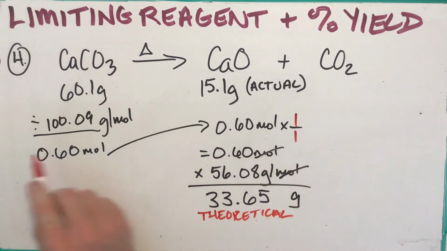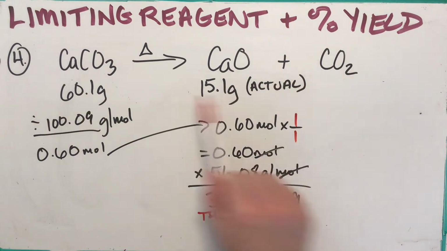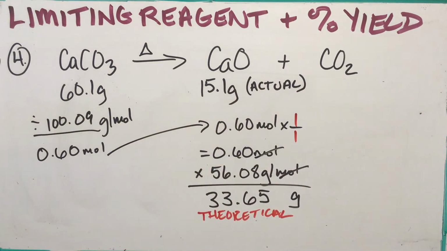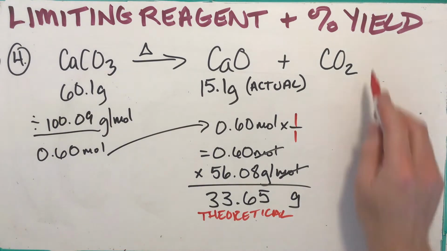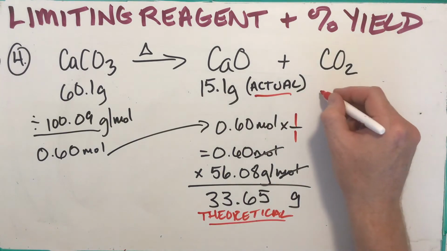This is what I worked out with stoichiometric calculation. It assumes no loss. It assumes every single little molecule of this turned into as much of this as actually possible, but we know that that's not possible, right? There is some loss involved, and we went over that in the percent yield video. So now I've got the two things I need, my theoretical yield and my actual yield. I can do percent yield.